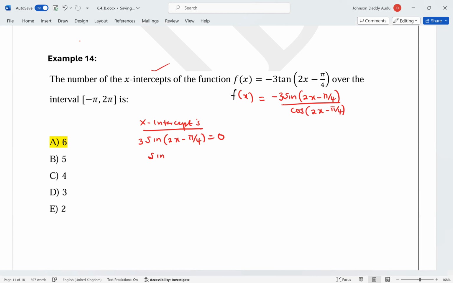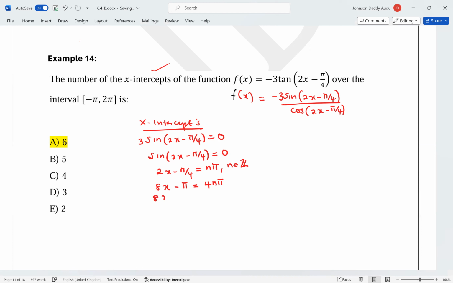So this means that sine of 2x minus pi over 4 equals 0, because we can divide both sides by 3, and the 3 will go away. So this simply means that 2x minus pi over 4 has to be n pi, because that is the zeros of sine x. Then we multiply both sides by 4, so this is 8x minus pi equals 4n pi, am I correct? Yes, 8x minus pi is equal to 4n pi.